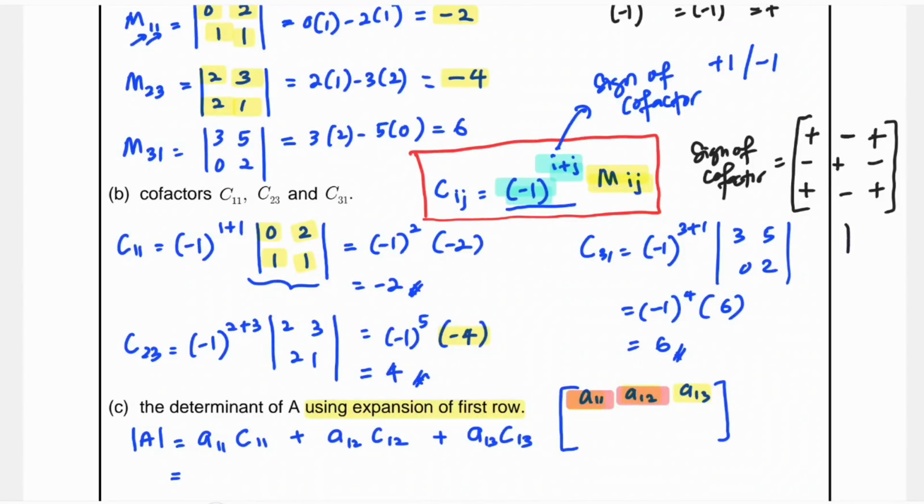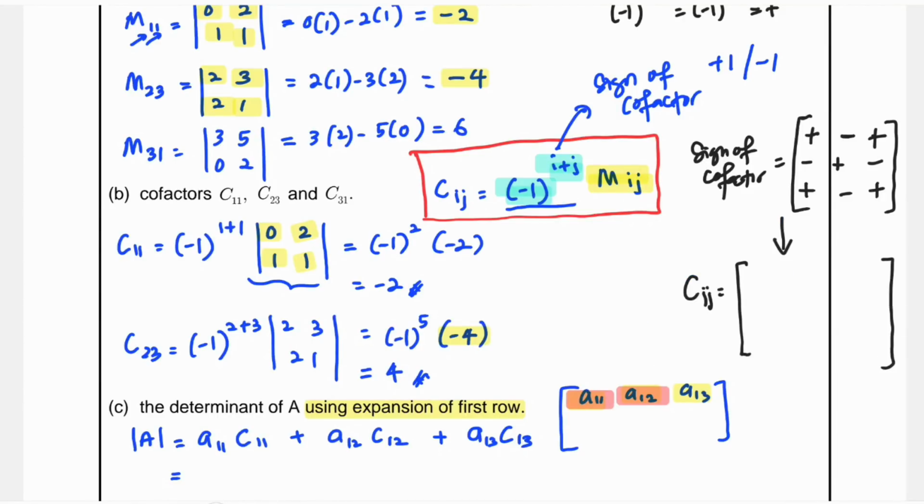As a summary, the cofactor is positive M11, negative M12. Sorry, I repeat. The summary for the cofactor, since the cofactor is the multiplication between the minor and the sign of cofactor, is positive M11, negative M12, positive M13, negative M21, positive M22, and so on.